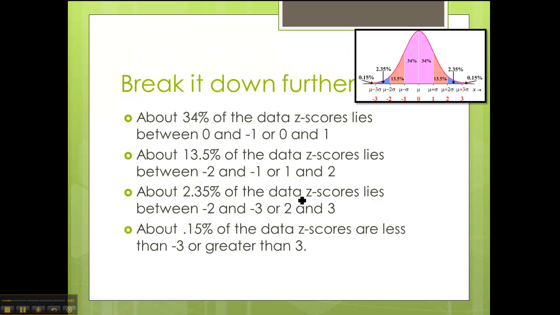Now let's break it down a little further. As you can see, this picture is broken down in halves. Here's the 68%. So 34% of the data scores will lie between -1 and 0, as well as 0 and 1. 13.5% of the z-scores will be between -2 and -1, and so on.